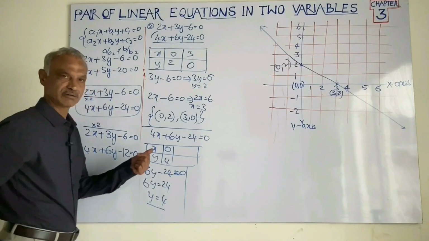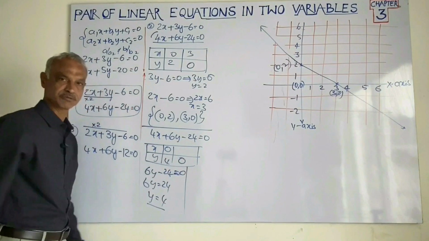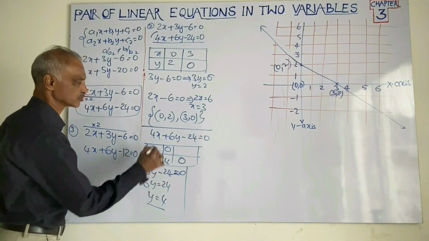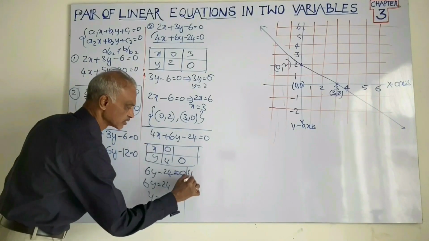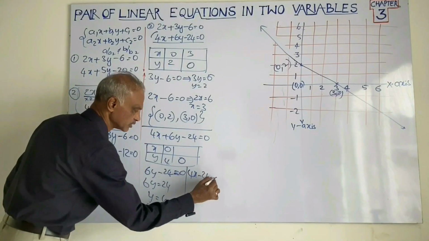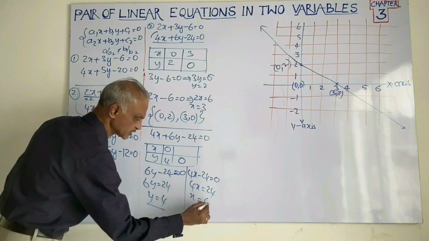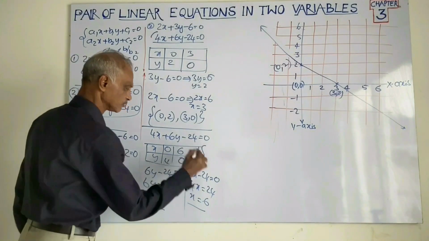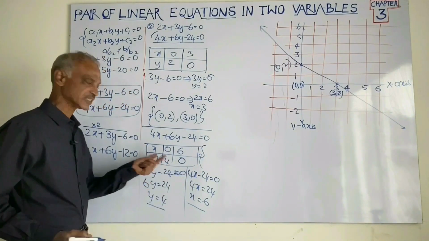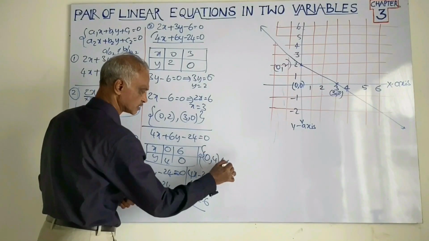If you take x as 0, what is the value of y? 4. Now you take y is equal to 0. Substitute y is equal to 0. 4x minus 24 is equal to 0. 4x is equal to 24. x is equal to 6. You take x is equal to 6. You prepare a solution set: (0, 4) and (6, 0).